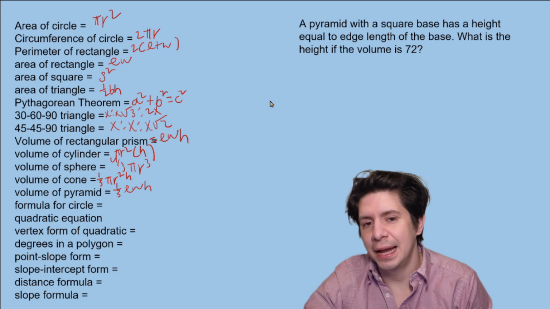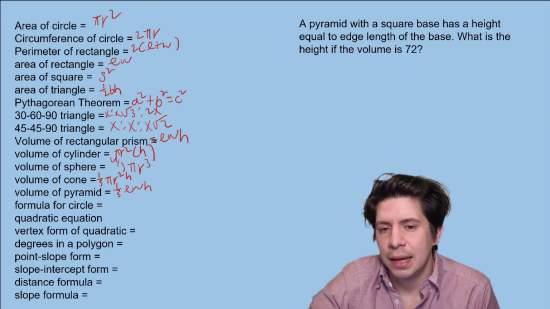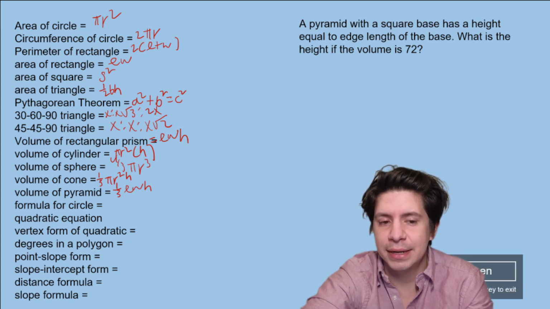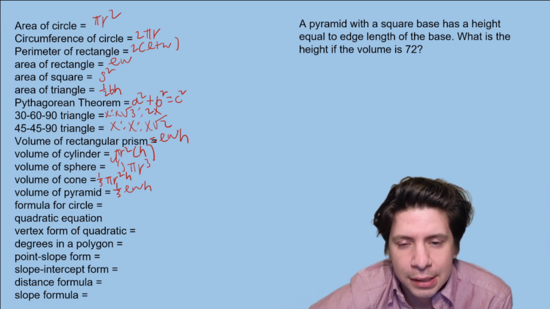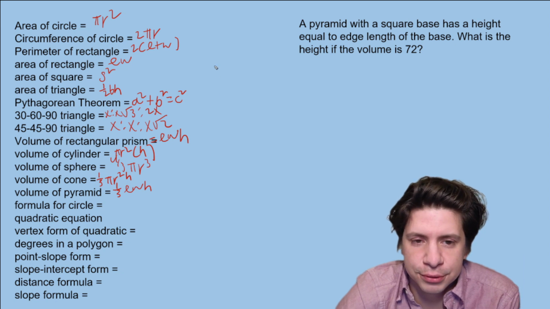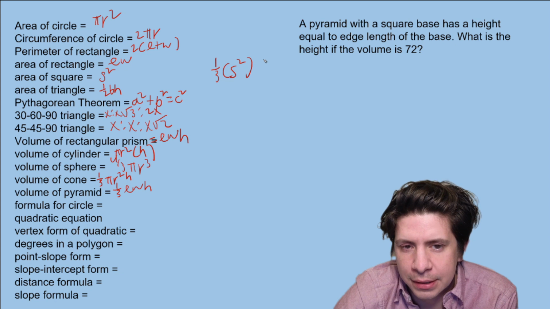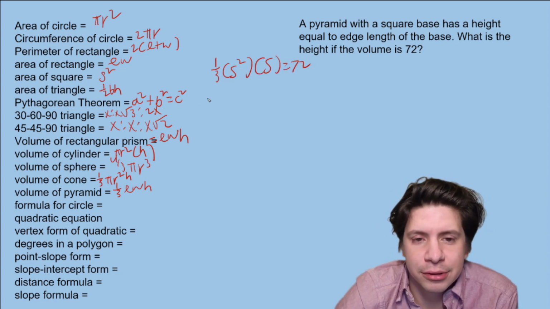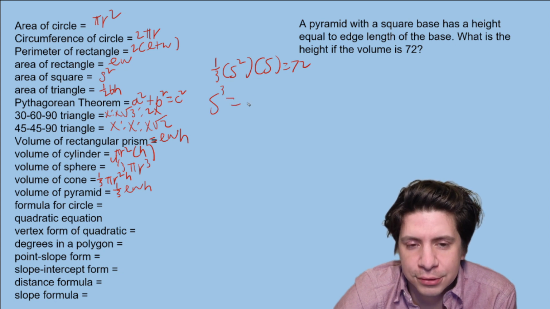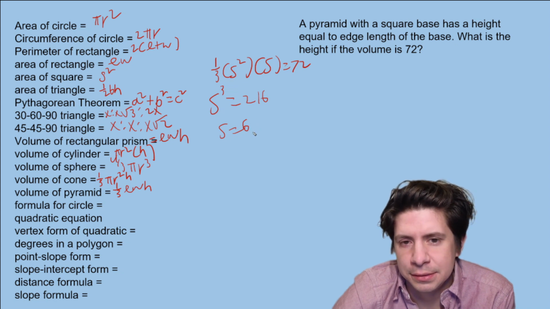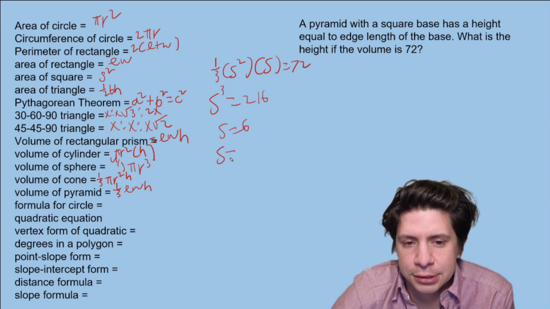A pyramid with a square base has a height equal to the edge length of the base. What is the height if the volume is 72? So here it's a square base, so instead of LW, we'll do S squared. And since the height is equal to it, it'll be S cubed. So we're going to do 1/3 S squared times S equals 72. Multiply by 3, we get S cubed equals 216. S equals 6. That is the height. And S equals H equals 6.